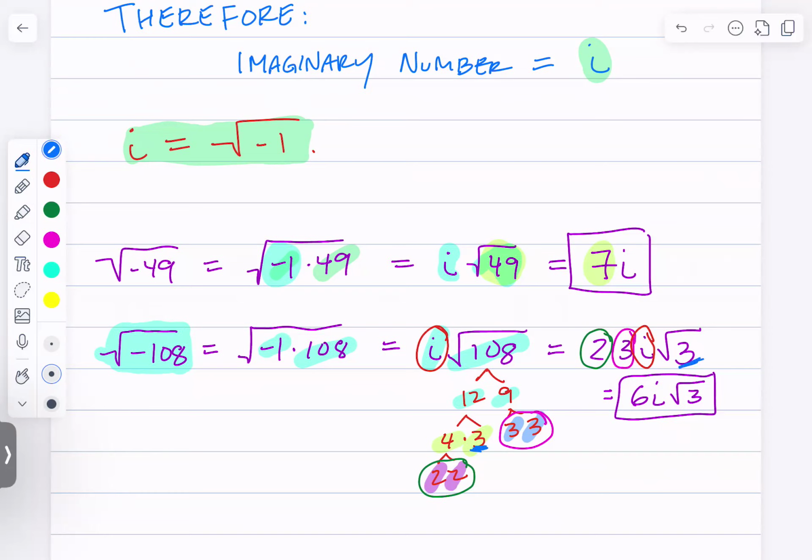So 2 times 3 is 6. That's how I got this 6. 6i square root of 3. That is your answer.